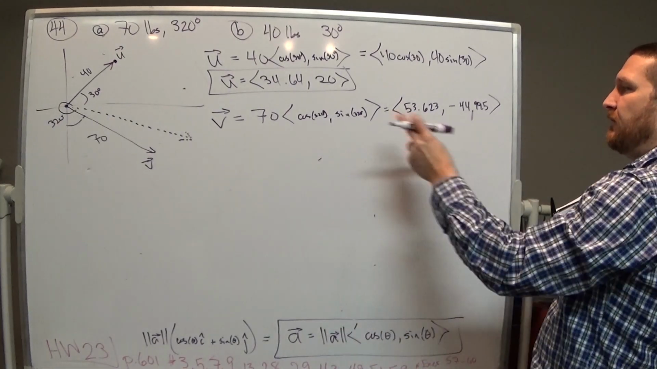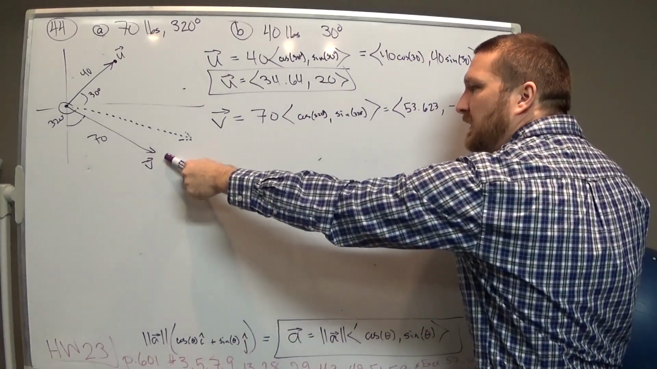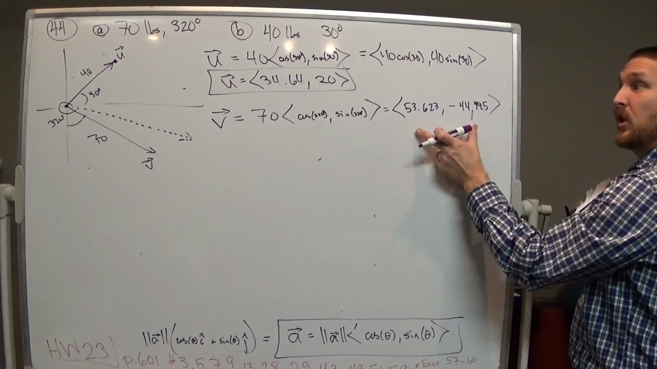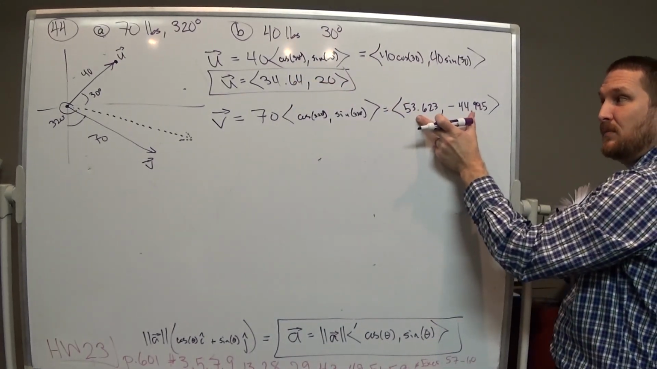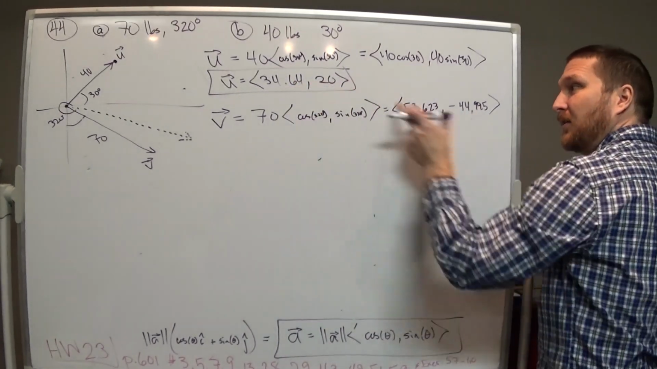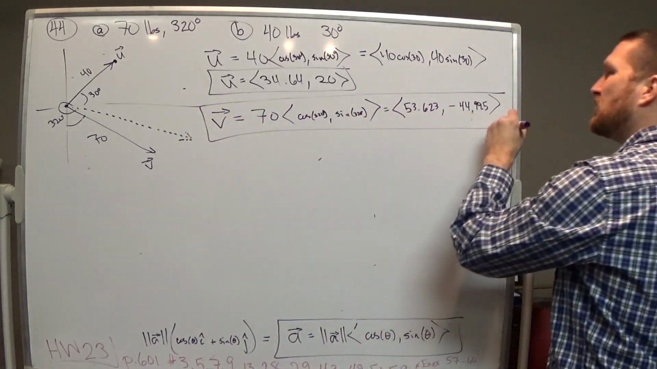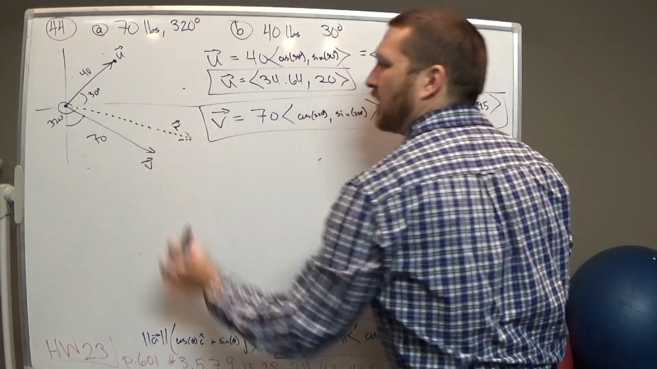Over here, I got 53 minus 44. That looks right. v should be, you know, that way and that way. And I notice this one's longer than that one, right? Because both of those are longer, which means that the magnitude is longer. And so, yeah, that feels good. And so then the resultant force, I want to give it a name. I'm going to call it R for resultant.